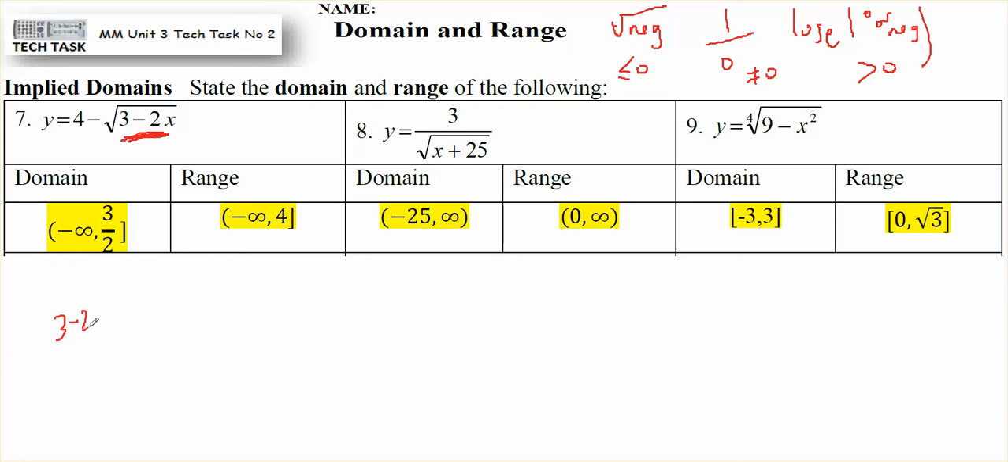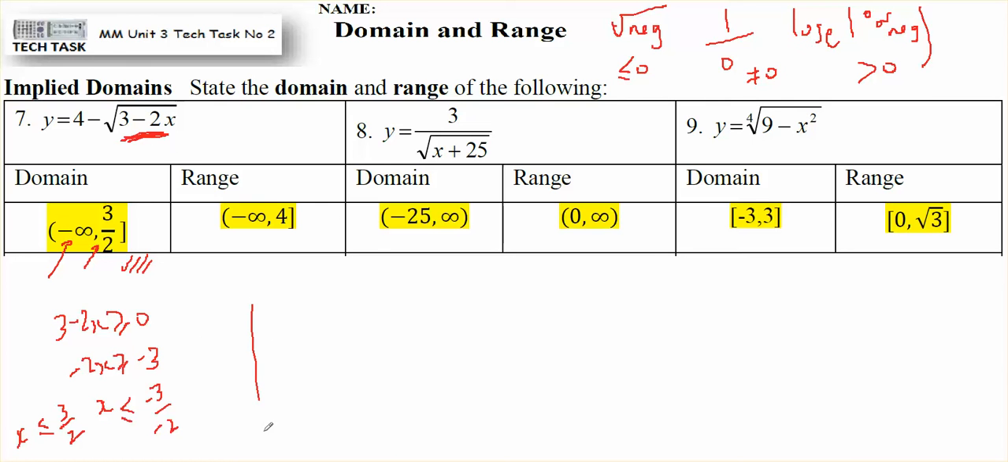So 3 minus 2x has to be bigger than or equal to 0, which means 2x is bigger than or equal to negative 3, and when I divide by negative 2, I turn the sign around, so x is going to have to be less than or equal to 3 on 2. So negative infinity to 3 on 2 is my domain. To work out range, I've got to draw it.